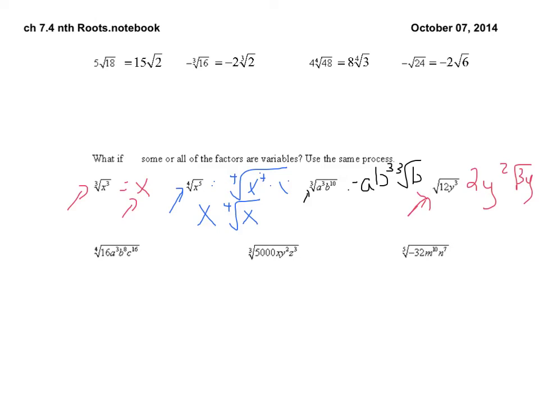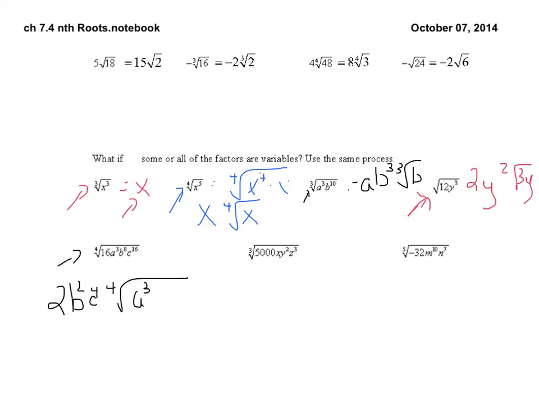For this one, I'm looking for groups of size 4. In 16, that's a 2. For the A's, there are 3 of them on the inside. They don't make a group of 4, so I have to leave them all on the inside. B to the 8th, that's 2 groups of size 4 with nothing left on the inside. For the C's, I have 16 C's. That's 4 groups of 4. So they come on the outside.